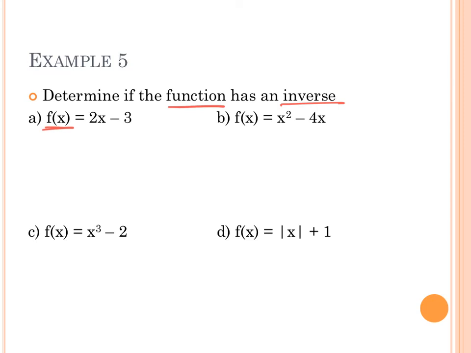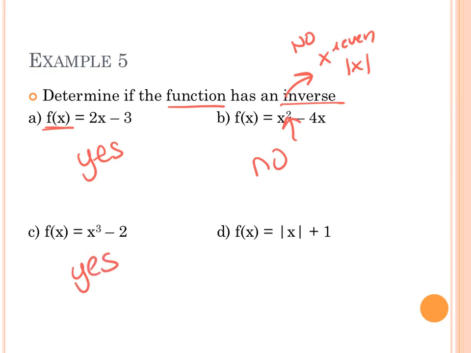So now I'm just saying, does it have the inverse, which means, again, x can't be raised to an even power or an absolute value. That's when it's a no. So does A have an inverse? Yes. Does B have an inverse? No, because the x is raised to the even power. Does C have an inverse? Yes. Does D have an inverse? No. Easy stuff, right?